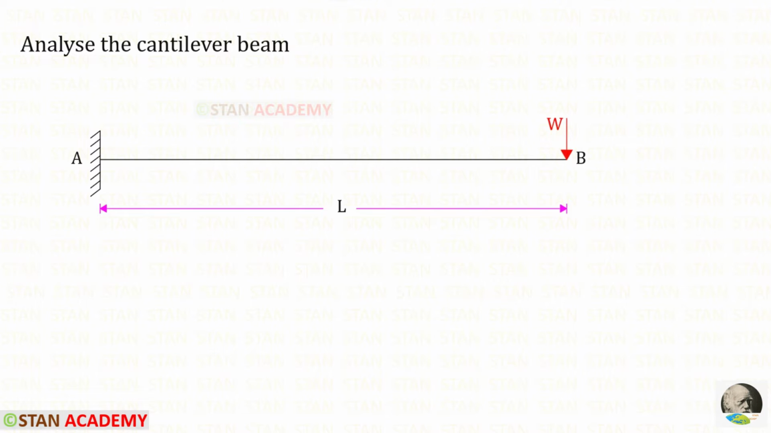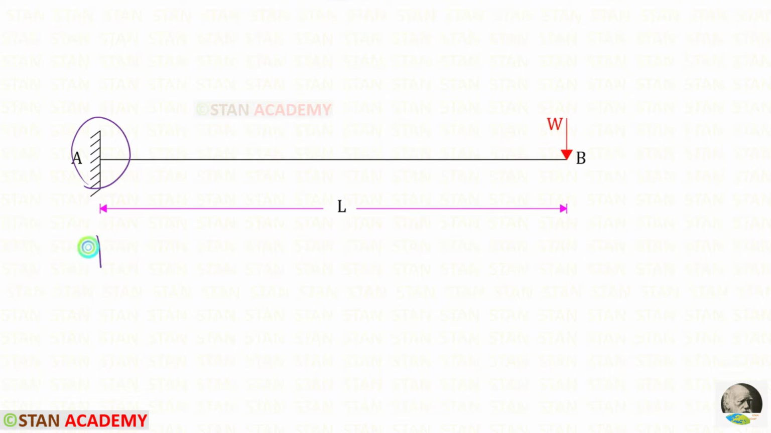Hello everyone. Today we are going to analyze this cantilever beam. In the cantilever beam, any one of the sides will be fixed and the other side will be free, and we know that in the fixed support there will be three reactions: vertical reaction, horizontal reaction, then a moment. But in this beam, there is no horizontal load, there is only vertical load. In this case, there will be no horizontal reaction, only vertical reaction and moment.